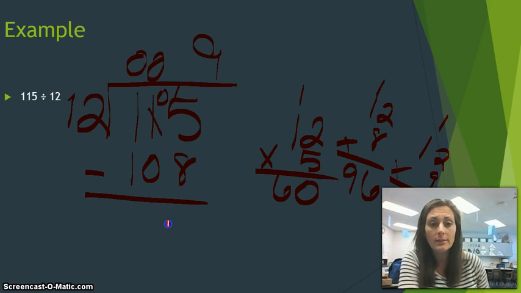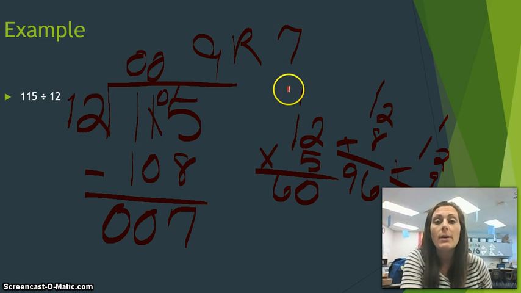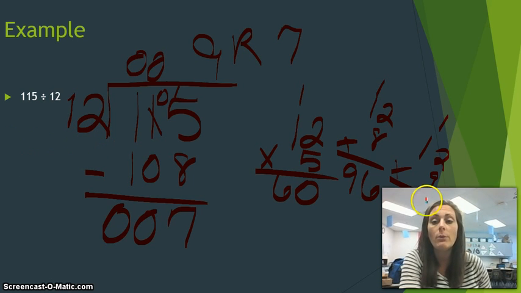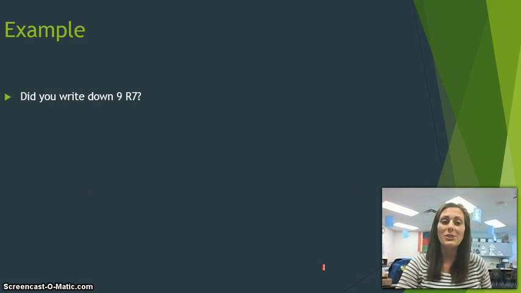Subtracting, the remainder is 7. So I have my one-digit quotient because it's going to be 9 remainder of 7. Now, is my remainder less than my divisor? Yes, it is. And if I took 12 times 9, I would get 108. And if I added 7, I should get 115. And I did. So that should be the correct answer, 9 remainder of 7.